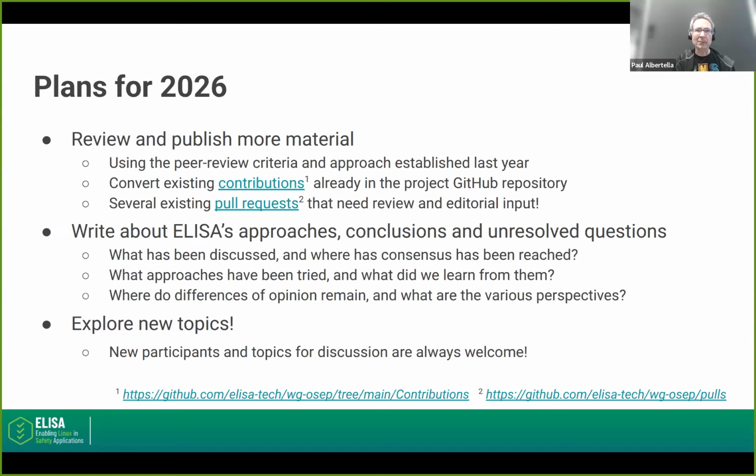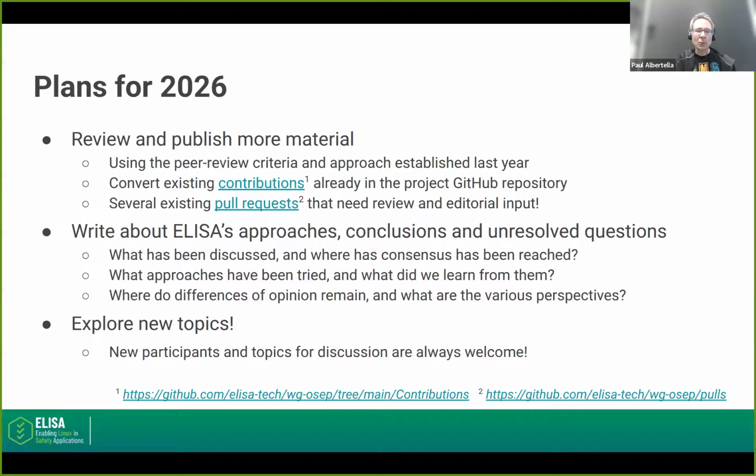Making that process happen when you have people who are participating in ELISA around their day job, so to speak, can be a challenge. But that's one of the reasons why we want to be able to do it in a forum where people can have their input and contribute as and when, rather than tying them to a particular timetable.